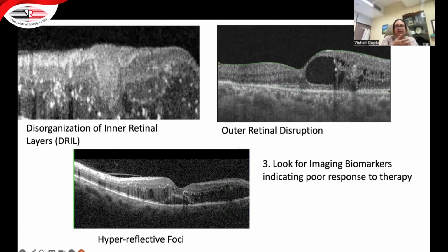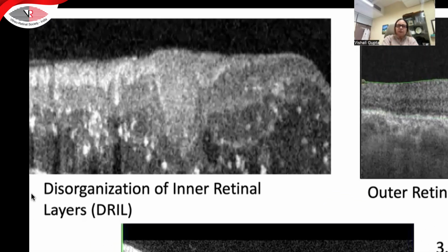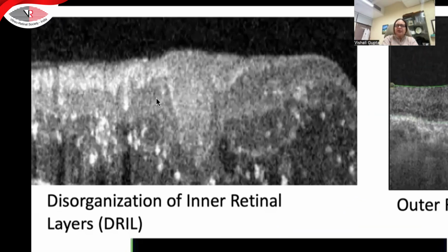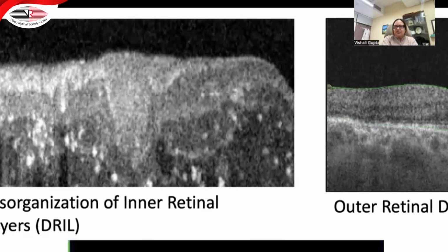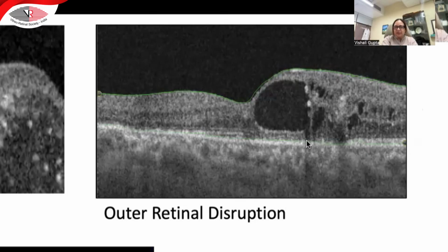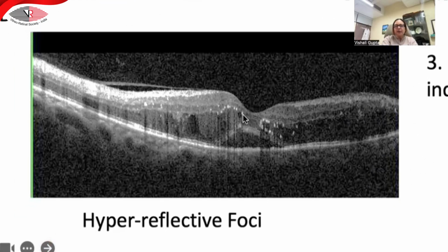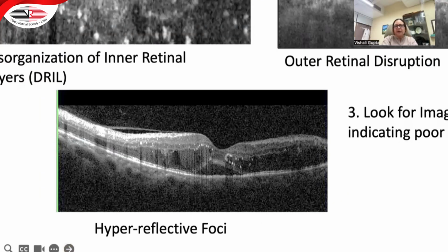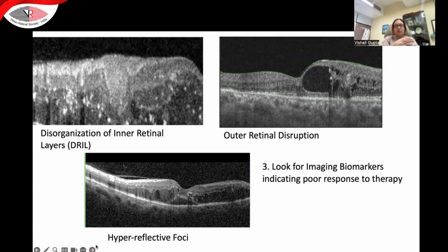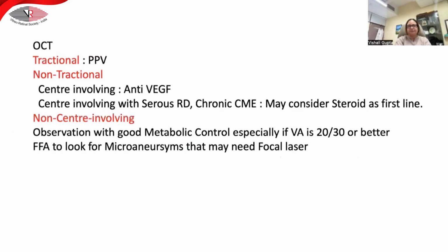When you are doing OCT, slightly more advanced, you can also look at some of these parameters. Like if you focus on the inner layer, is there any disorganization of the inner layer, which is called DRIL? Is there disruption in the outer retinal layer? Or are there too many hyperreflective dots, like you see here, hyperreflective foci? If you have any one of these, you got to treat the patient, but the prognosis will be poorer. So you can discuss with the patient about the possible poorer outcome.